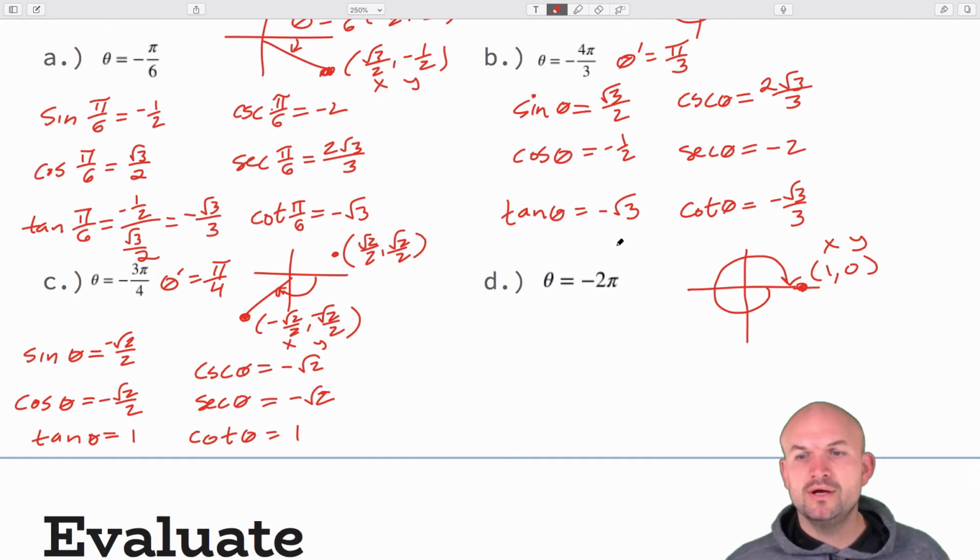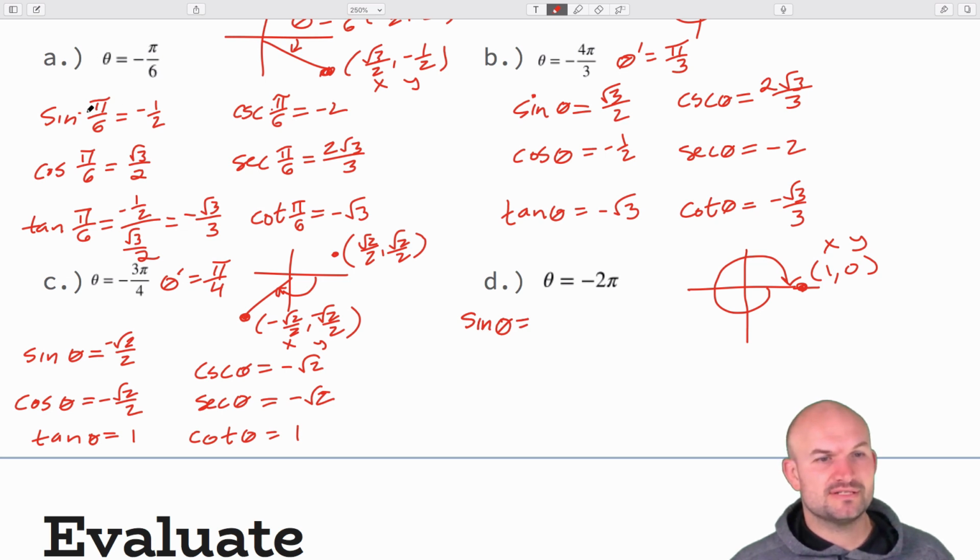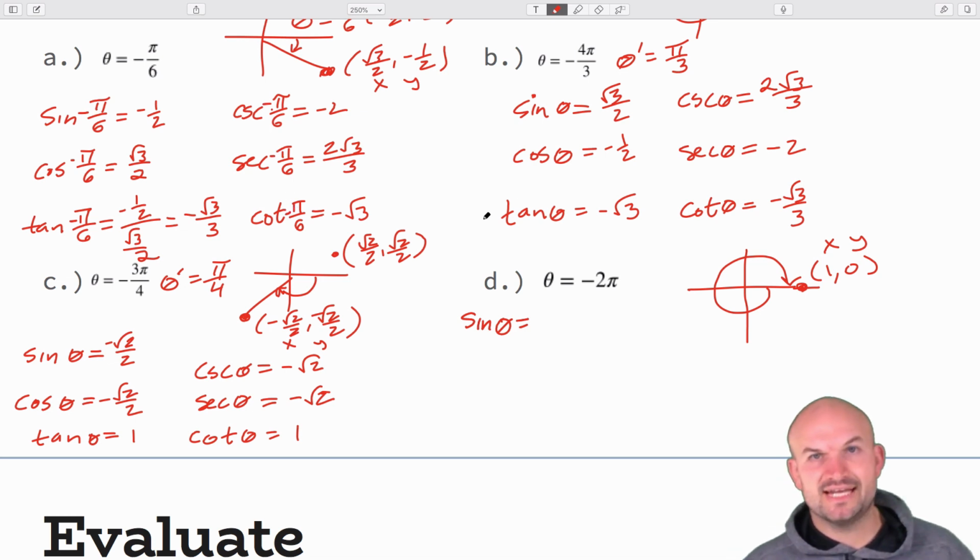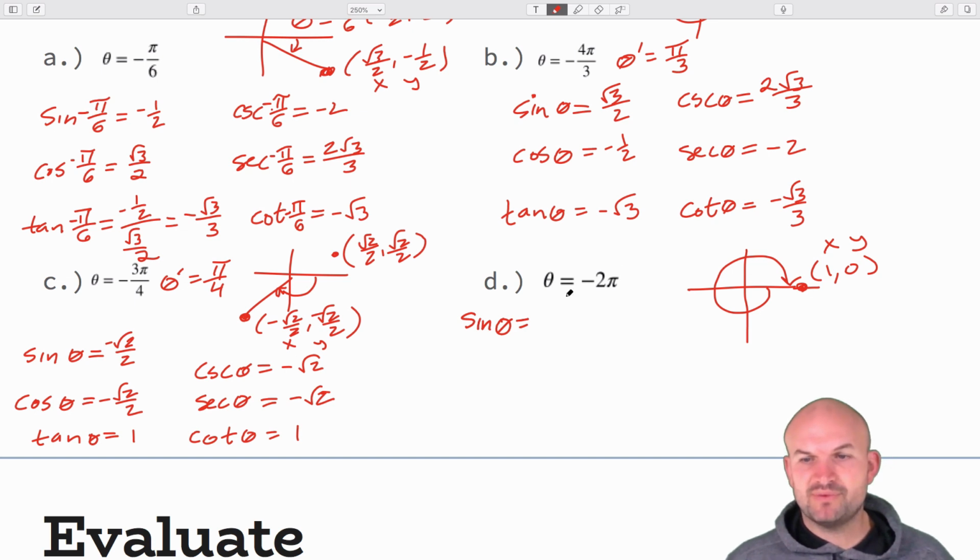All right, so now we have this coordinate point. Let's go and evaluate our 6 trig functions. So the sine of theta, you could write negative 2 pi, right? But it's a little more work. Oh, this is negative pi over 6, isn't it? That's why I don't like writing the angles, because it's so much more work. Theta is much easier. So the sine of theta is negative 2 pi, which is going to be 0.